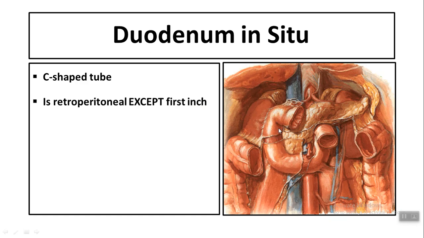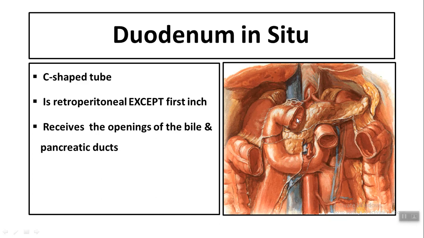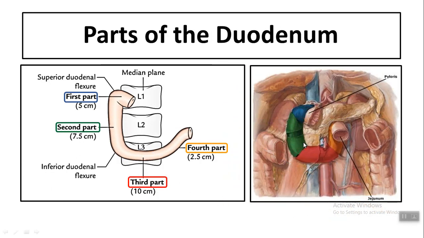It is partially surrounded by the peritoneum except the first inch. It receives the opening of the bile and pancreatic duct in its second part, and it curves around the head of the pancreas. This is the head of the pancreas. This C-shaped tube will curve around the head of the pancreas.